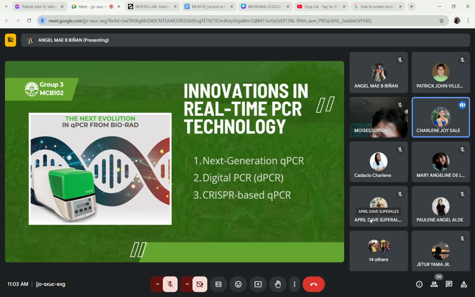So this technology provides higher precision and sensitivity, particularly for detecting rare variants or mutations in heterogeneous samples. And lastly, the CRISPR-based qPCR, which is a technique that leverages the programmable nature of the CRISPR/Cas system to target and quantify specific sequences more effectively than conventional methods. So this enhances the specificity and sensitivity of nucleic acid detection.